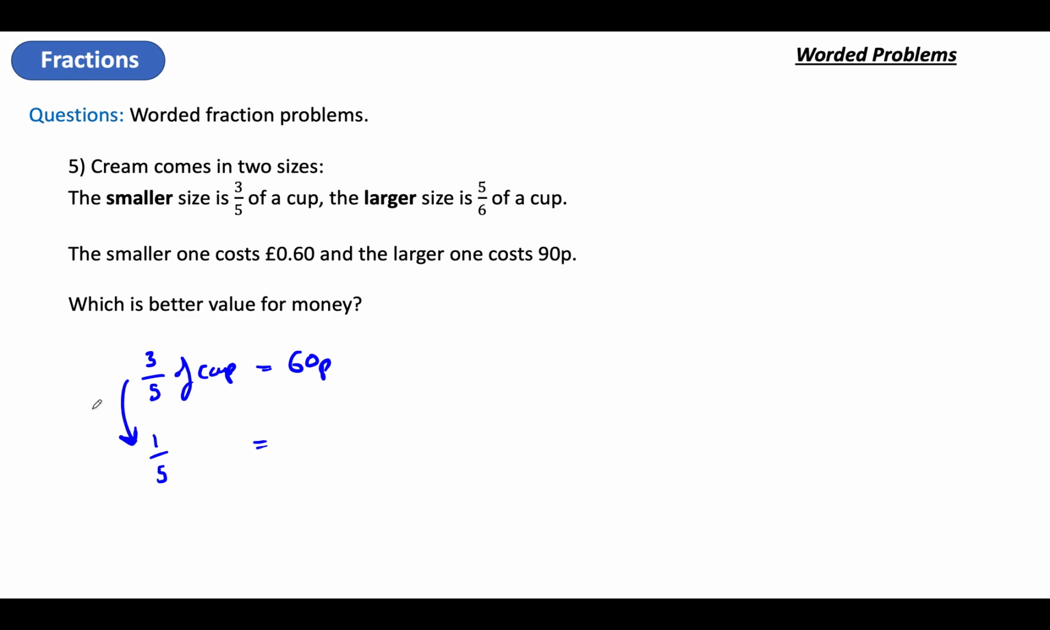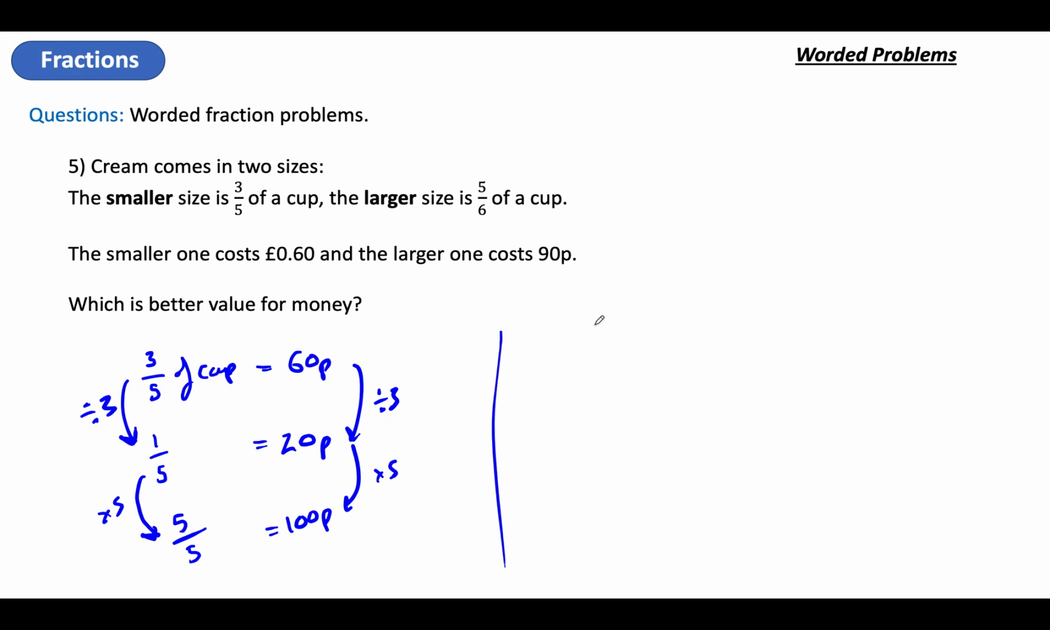If 3/5 is 60, to go to 1/5, well, I've got to divide it by 3. I don't want 3 of them, I only want 1 of them. So let's divide it by 3. That would be 20 pence. And then, of course, I can find 5/5, which is a whole cup. If I know 1/5, well, if I times it by 5, I've got 5/5, which is 100 pence, or you might write it as £1. Okay, right, well, let's try that with the larger one as well.